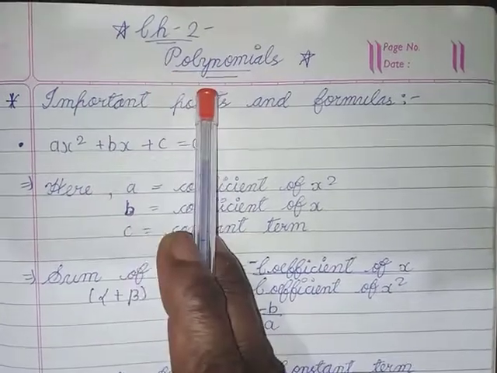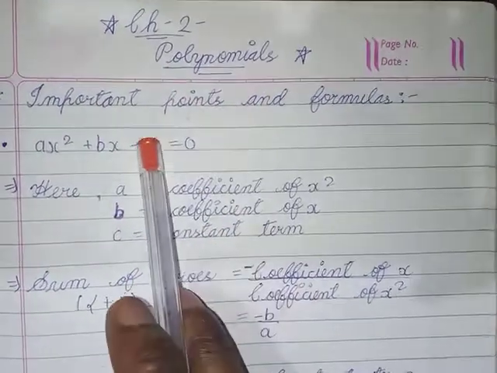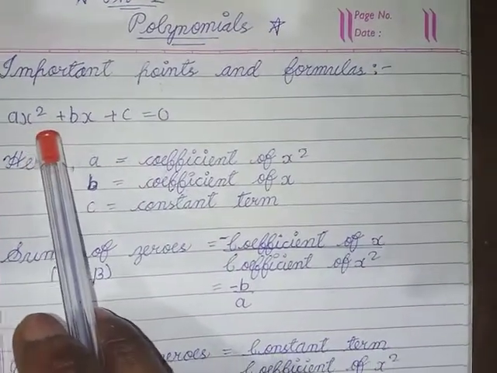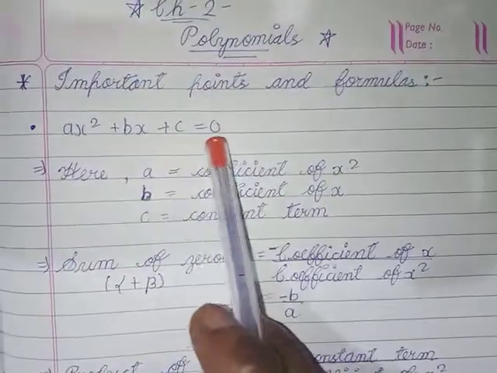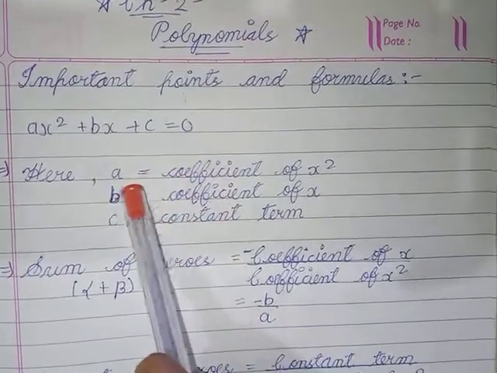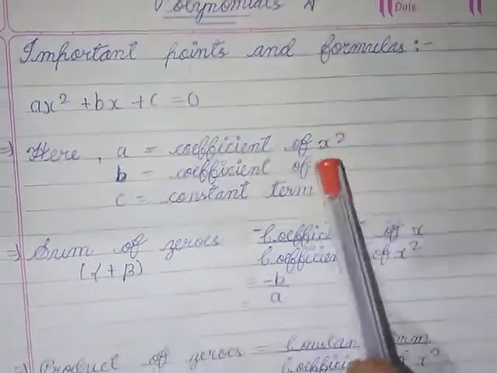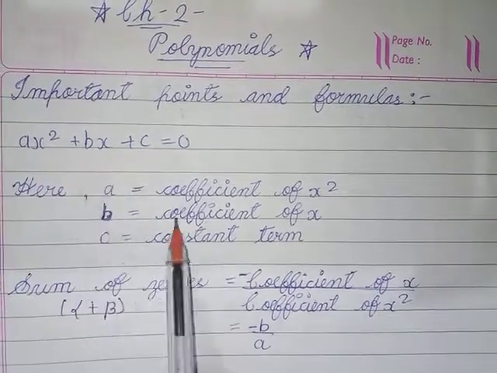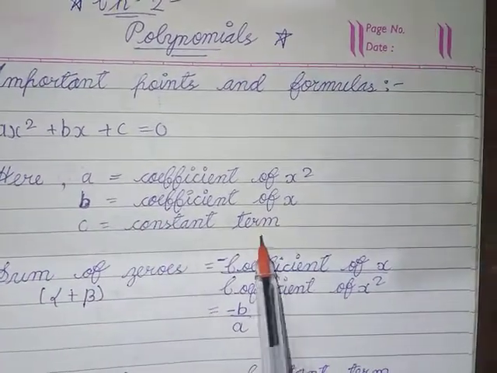With the chapter 2 polynomial. Important points and formula. First is that the quadratic equation ax square plus bx plus c is equal to 0. a is called the coefficient of x square. b is called the coefficient of x and c is a constant.